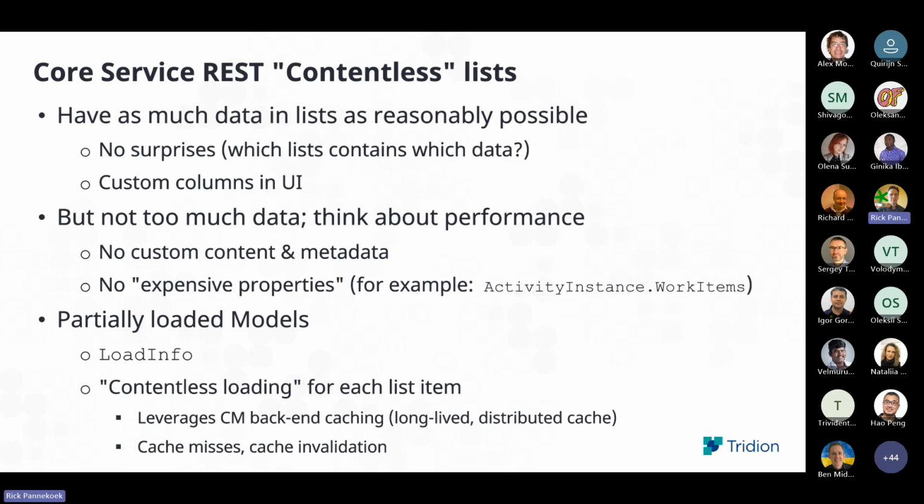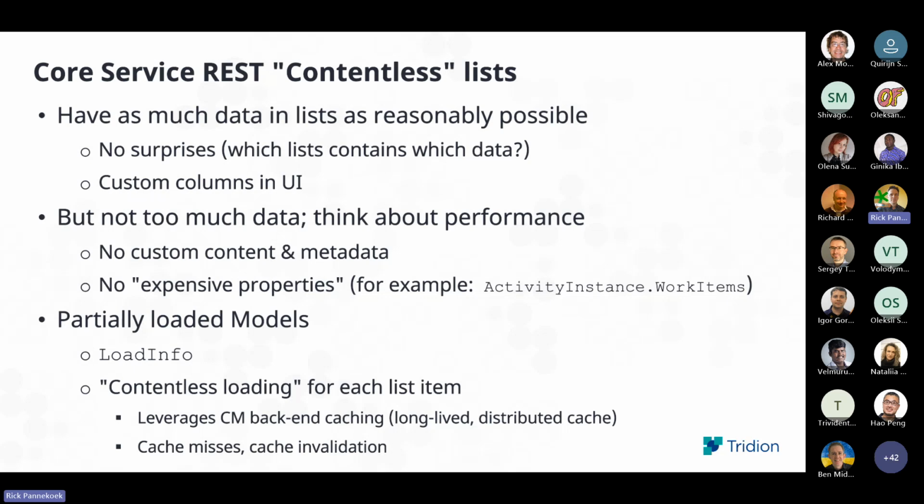For lists in general, there's an interesting dilemma. On the one hand, we want to return as much data in that list as possible, just to not have surprises about which list contains which data. That is something you do see in the WSF core service. There we decided per list what we think is a reasonable set of properties you want to have for that list, and that is what you get. The other properties you don't get, we leave null, technically speaking.